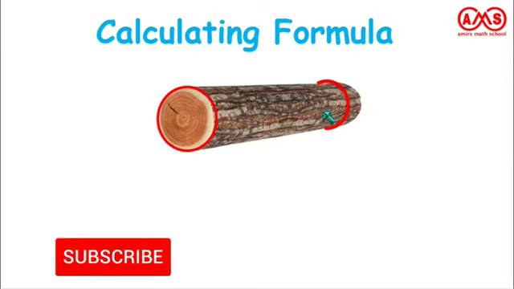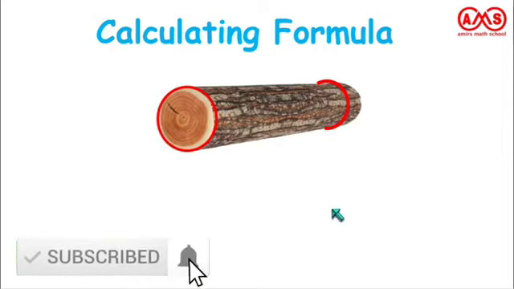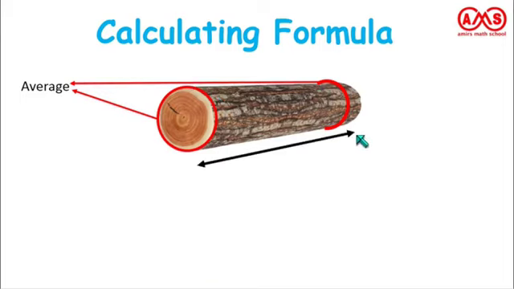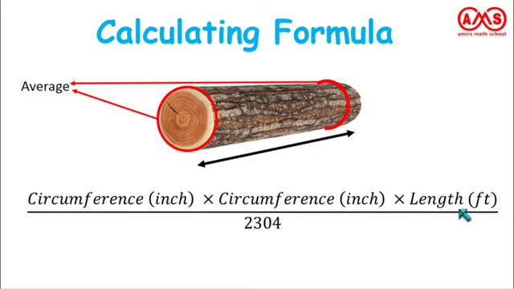After taking these two round measurements, that is the circumference, we take the average of these two values and then take the length of this wood log, which is in feet. The wood log is how many feet long, that is take the length in feet. Then this one is our formula, that is the circumference in inch times the circumference in inch times the length in feet and divided by 2304. This formula will give the best approximation of how much wood we can get from this wood log after sawing.